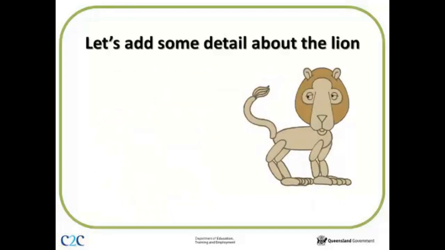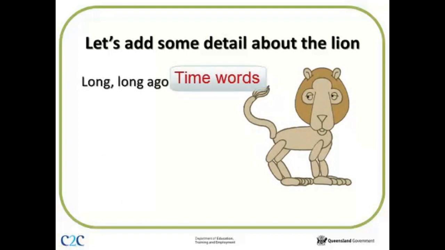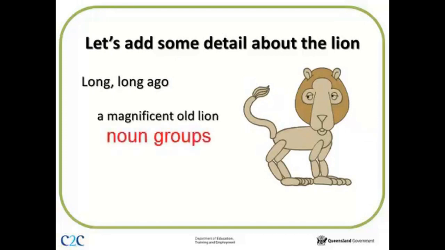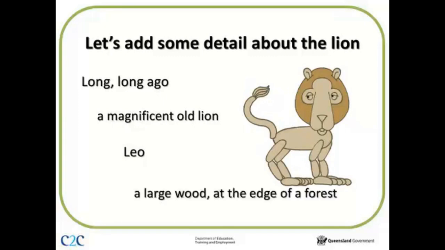Let's add some details about the lion. Firstly, let's put in when it happened. It was long, long ago. These are time words. They're also called text connectives. Remember, they glue the story together and they add sequence to the story. We could add some noun groups, such as magnificent old lion. It sounds much better than just the word lion. And we could give him a name, Leo, which is another noun. We could also put in a prepositional phrase which will give some detail about the place. Instead of just being in a wood, it's a large wood at the edge of a forest.